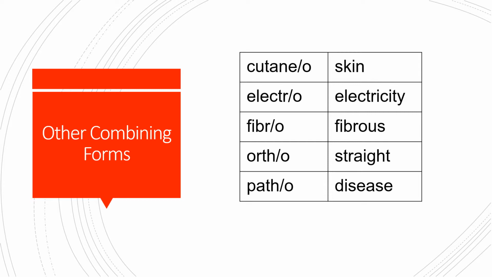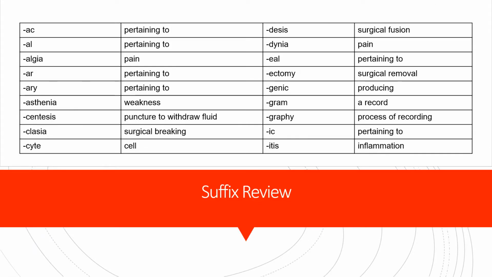Here are a few other combining forms that you should know while studying this chapter. Cutaneo refers to skin, electro refers to electricity, fibro means fibrous, ortho means straight, and patho refers to disease. We'll review a few suffixes here. Some you already know, and we keep reviewing them because they're important to know.